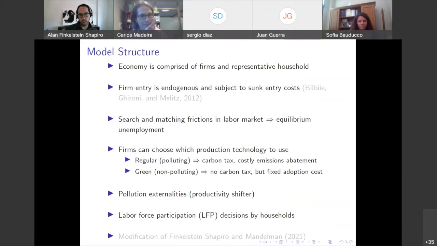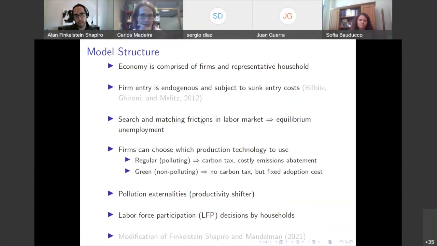There are different ways in which you can model pollution externalities. You can think about how pollution ends up affecting the utility of the household. An equivalent way of doing this is by effectively saying that pollution ends up affecting the productivity of firms. So effectively, it's almost like a TFP shifter that firms take as given. Whenever you have more pollution, you end up being less productive, and you take that as given as a firm.